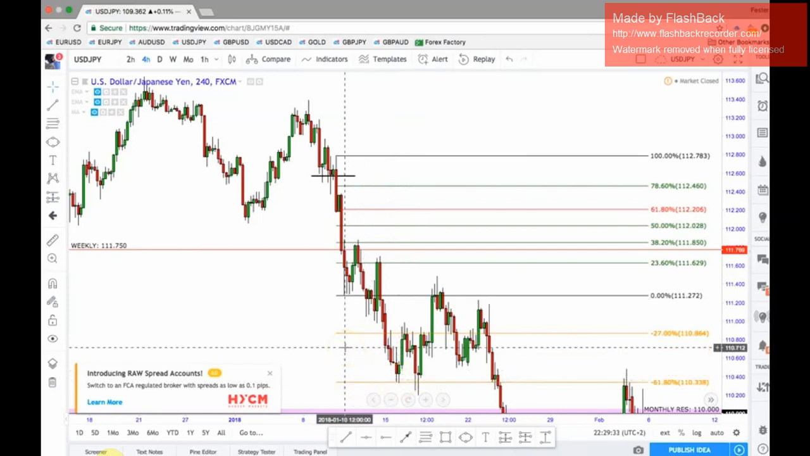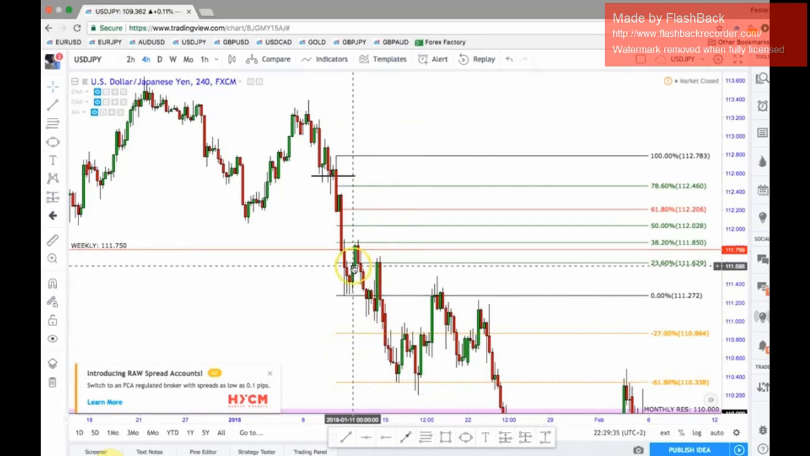What I want you to take note of is the 23.6 level. If these candles, these red candles did not push up and close and touch 38.2, then the ABC pattern would have been invalid. 23.6 on your Fibonacci does not count as a valid PRZ level. So we wait for it to go up to the 38.2.